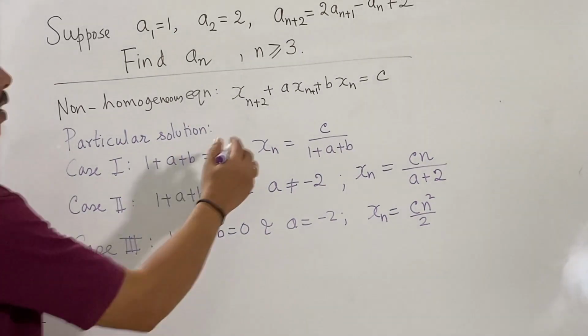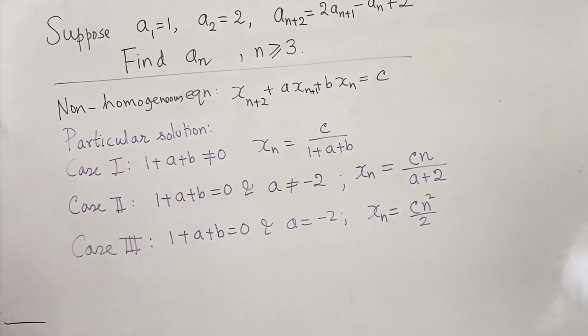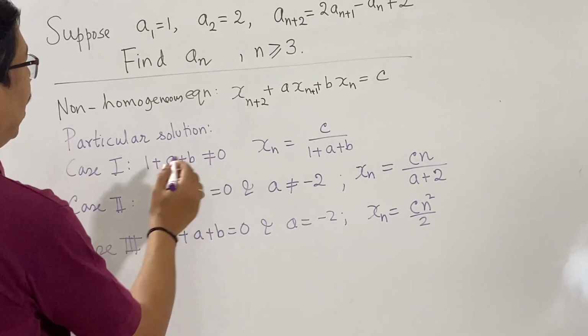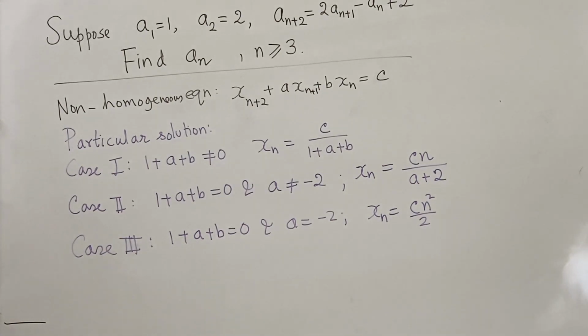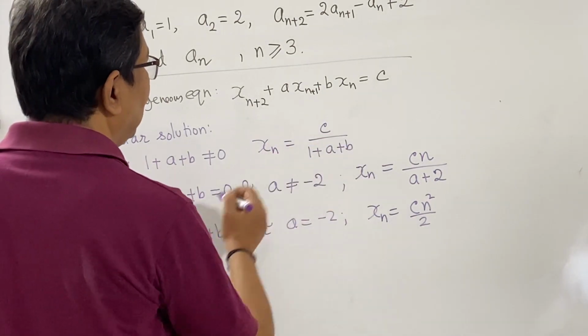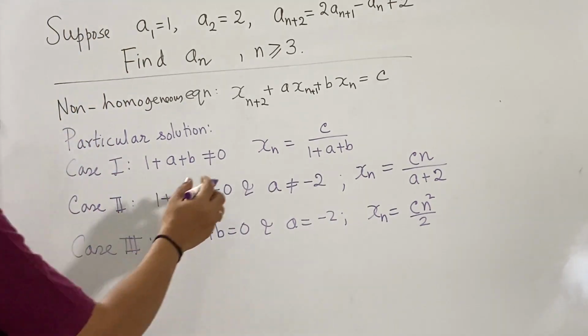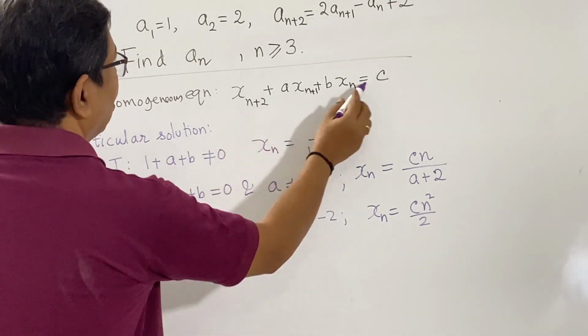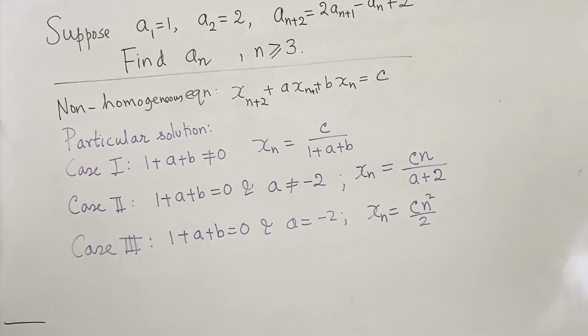x_{n+2} plus a x_{n+1} plus b x_n is equal to c. Now, to find one particular solution, we have to consider several cases. Case 1 is 1 plus a plus b not equal to 0. In that case, x_n is equal to c divided by 1 plus a plus b is a solution. It is very easy to check this just by substituting this.